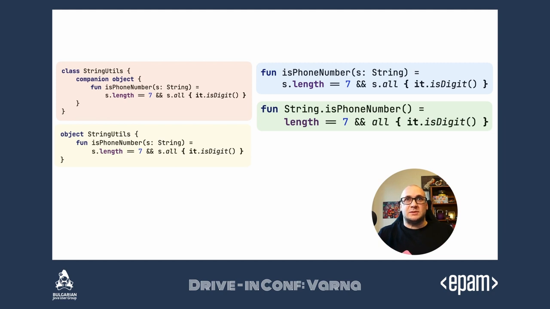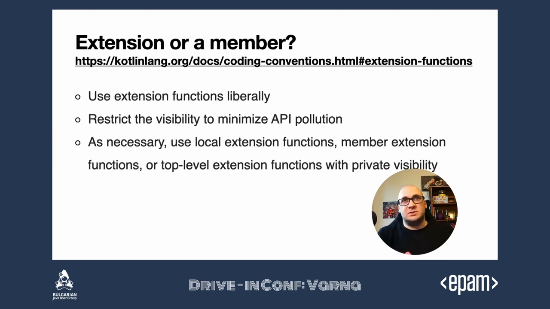And it's pretty legitimate to ask whether you need to create a function or should create an extension function instead. There are some suggestions on what to do in this case. You can use extension functions liberally. We don't limit you on how you use them. However, it's advised to restrict the visibility of extension functions to minimize API pollution. So you can, as necessary, use local extension functions, member extension functions, or even top-level extension functions with private or internal visibility.